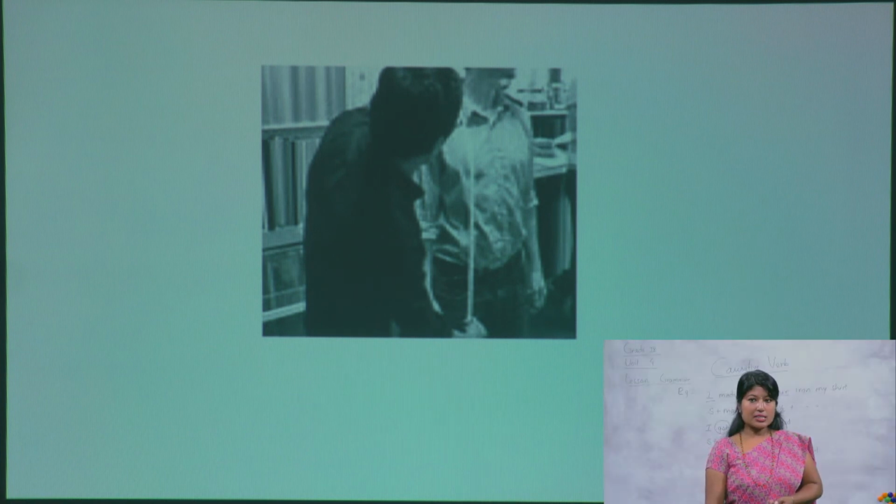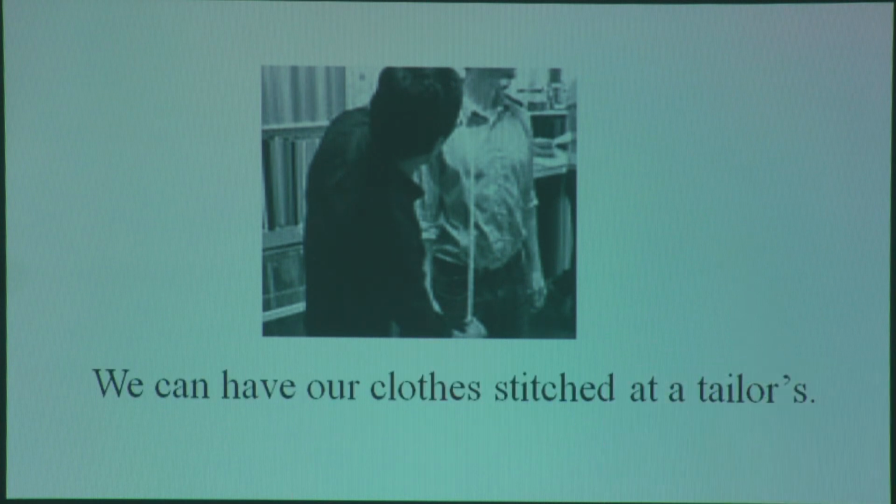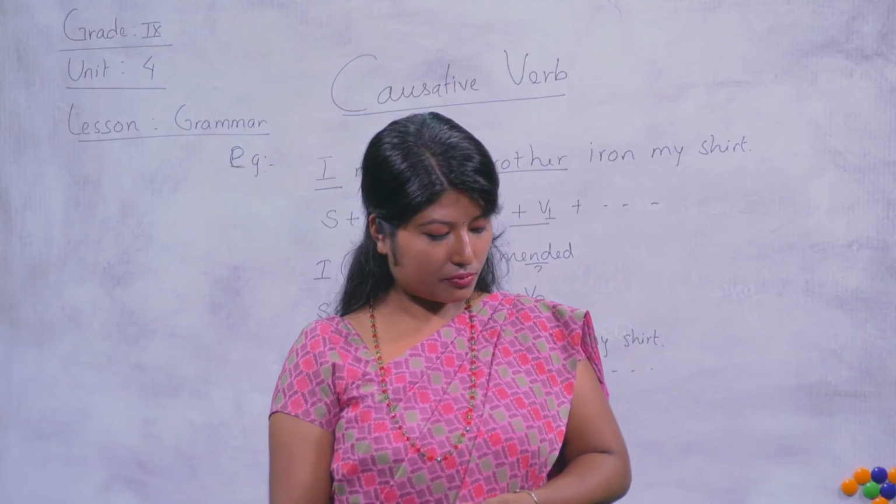What can you see here? A person is measuring another person, right? So maybe for stitching, sewing clothes. So the person is a tailor, right? So what can we say? We can have our clothes stitched at a tailor's. We can say that we can have our clothes stitched at a tailor.